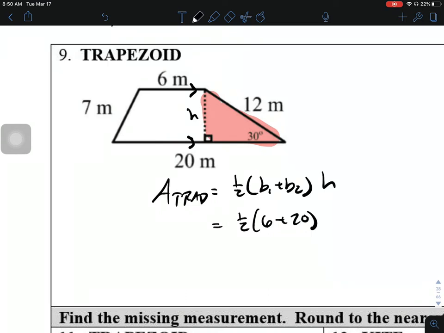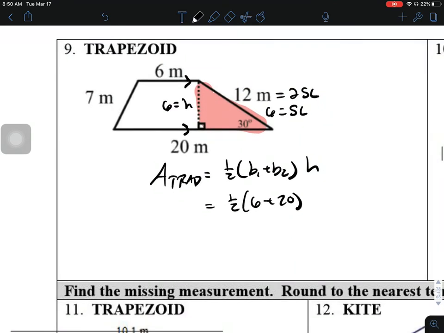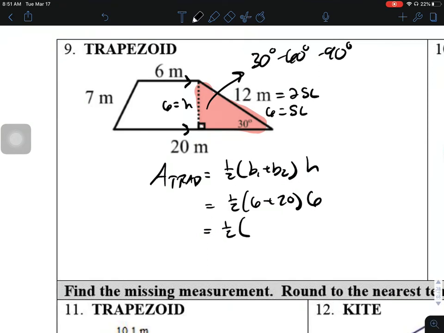It's a 30, 60, 90. The hypotenuse is 2 times the short leg in a 30, 60, 90, which means the short leg has to be 6, which means h is 6. So the height of this little fella is 6. This is a 30, 60, 90. 6 plus 20 is 26. Half of 26 is 13. 13 times 6 is 78. The units here are meters, so it's square meters.